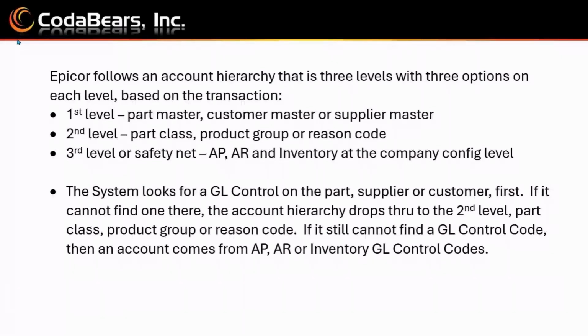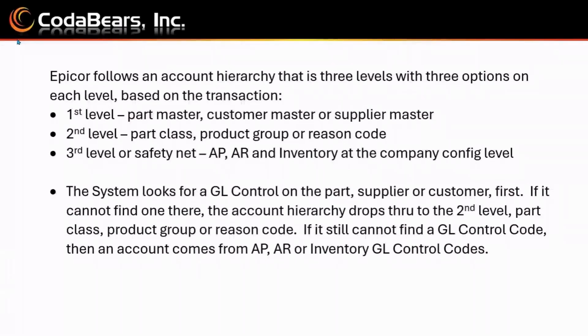If it can't find any account number in the first level, then it drops through to the second level of part class, product group, and reason code. If it still can't find anything, then it goes to the third level, or what other folks call a safety net. That's AP, AR, and inventory. And those 3 GL controls are validated and listed at the company config level.